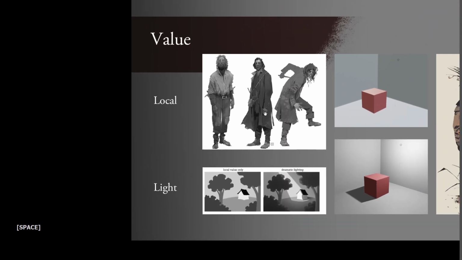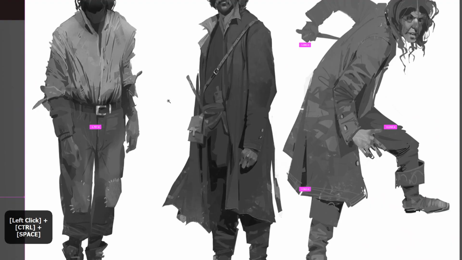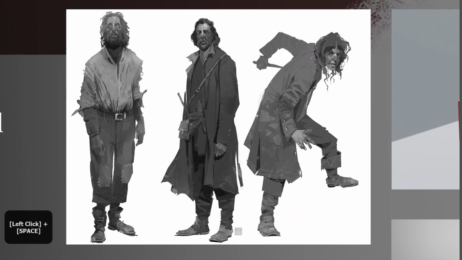So value comes in two different varieties. We have local value, and then we have light value. Local value is just the object's material value. So if you have on a white t-shirt and a black jacket, those are exactly as they sound, a white t-shirt and a black jacket.